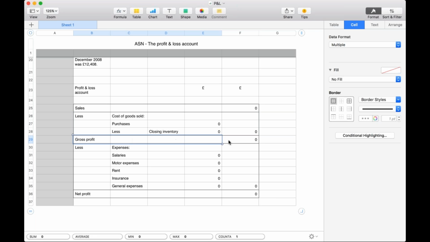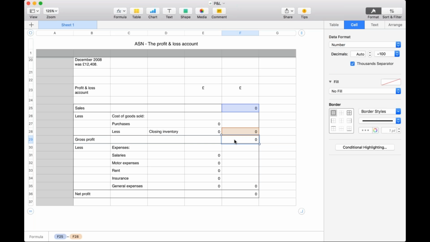So next we're going to have gross profit. The gross profit is the profit that we've made selling those widgets less what it's cost to make those widgets. So less the cost of goods sold. So gross profit, a very important figure. It's literally the sales minus the cost of goods sold gives us our gross profit.